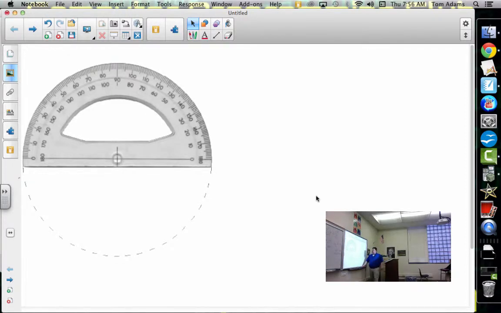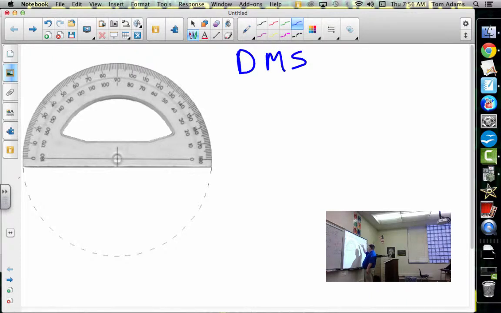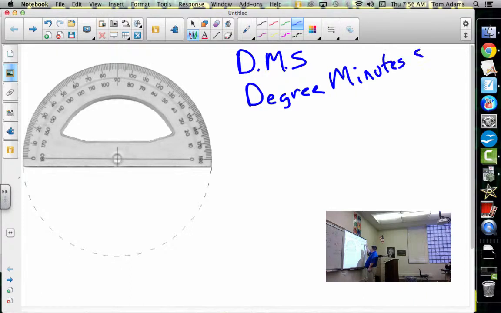Okay, so what we're going to do for chapter 4, we're going to convert between radians and degrees. Now, DMS stands for degrees, minutes, and seconds. Okay, so let me show you some of the conversion ratios.